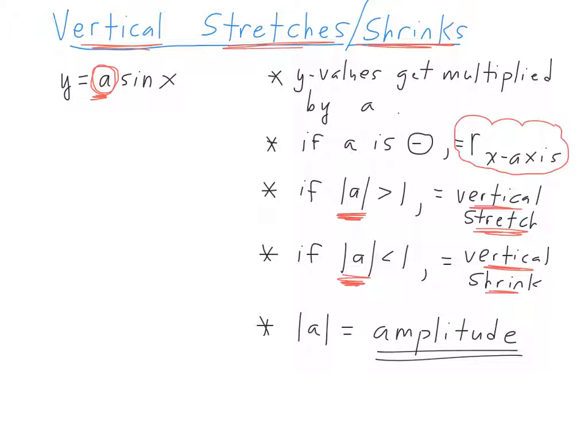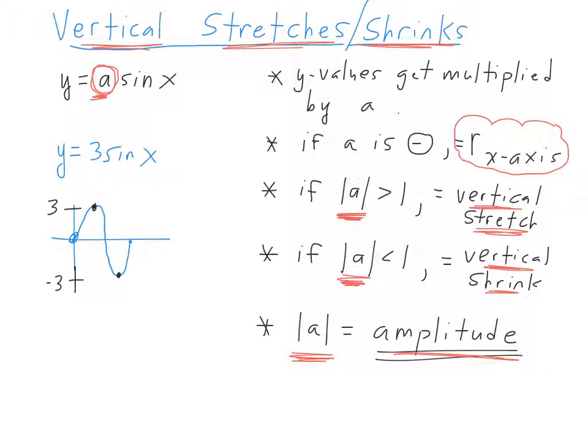Now, the absolute value of a, that number a in front, is really what we call the amplitude. So if you were to take a look at something like y equals 3 times the sine of x, in this case, it would go all the way up and all the way down. Here your new max would be 3, at this point, and your new min would be down here at negative 3. So here we would say that the amplitude is 3.